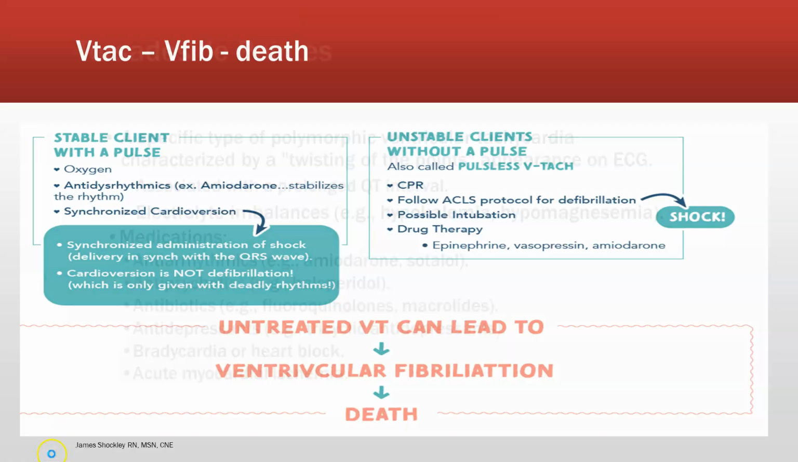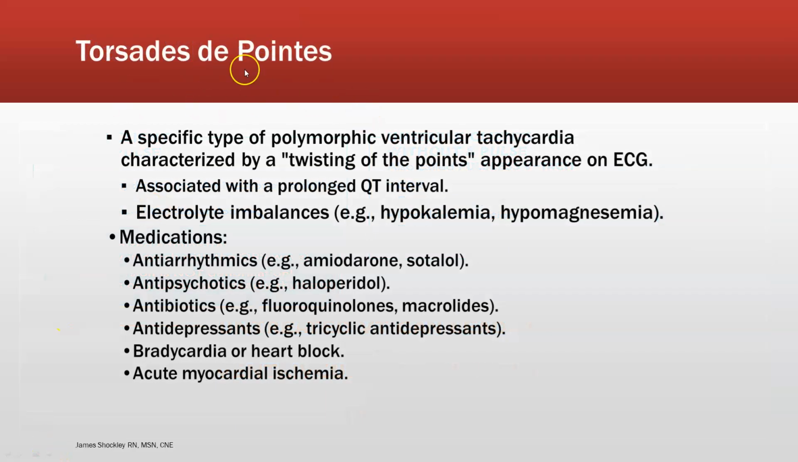So just more information. I already gave you kind of a summary of torsades, and we'll look at it from our lecture standpoint. So polymorphic ventricular tachycardia, it's characterized by twists and turns in the QRS. It's usually associated with a prolonged QT interval. Mostly it's electrolyte imbalances, and the big one that we see is magnesium.